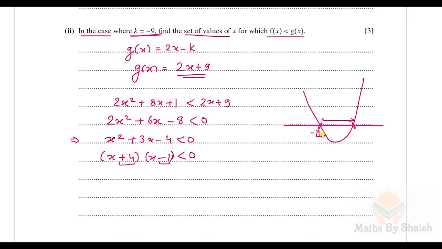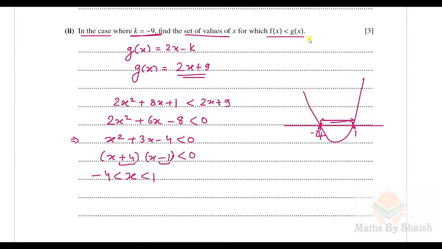So the inequality for this case, when you require less than 0, would be greater than minus 4 and less than 1. These are the values of x for which f(x) is less than g(x). So I hope it is clear. Let's do the next part.